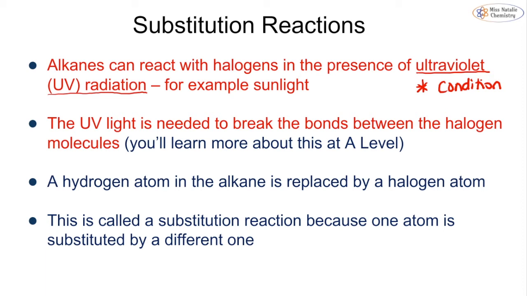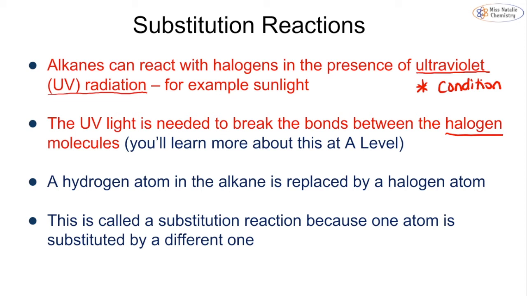So the purpose of the UV light is to break the bonds between the halogen molecules. And you'll learn more about the process that this undergoes and how it works if you do A-level chemistry. For IGCSE, you simply have to know that you have alkanes reacting with halogens in the presence of UV light, and you have to note the products.